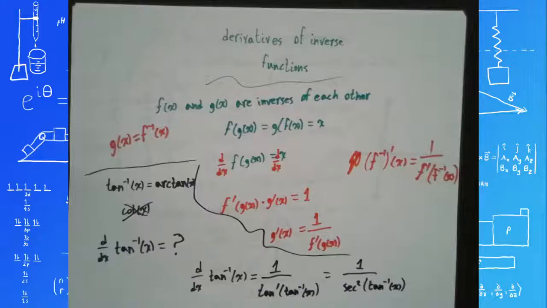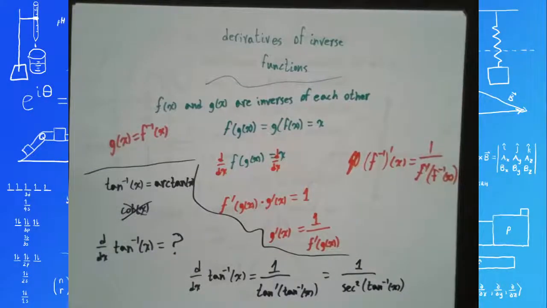And this is where people get stuck and they're not sure what to do. How do you even evaluate secant squared of tan inverse of x? If it was tan of tan inverse of x, that would be easy. That would just be x. But what about secant squared of tan inverse of x? What on earth is that supposed to be?